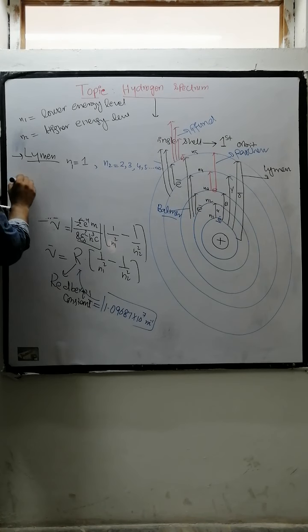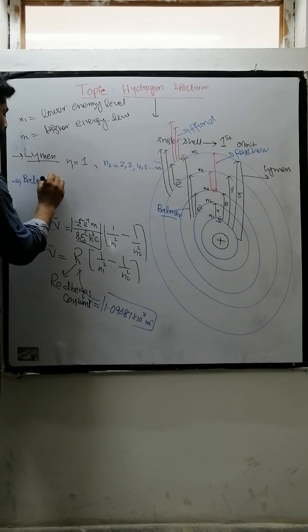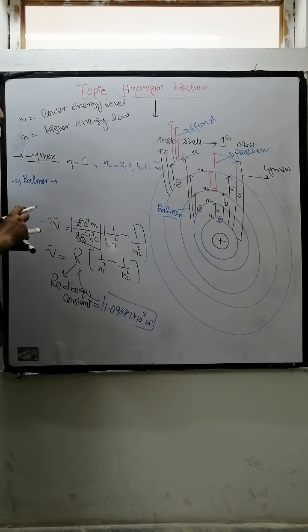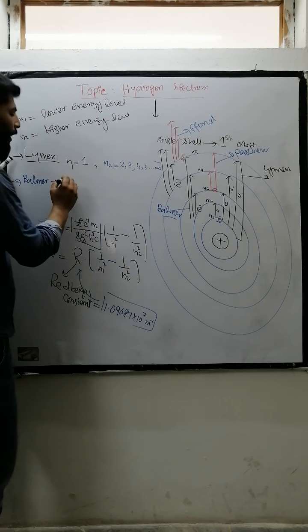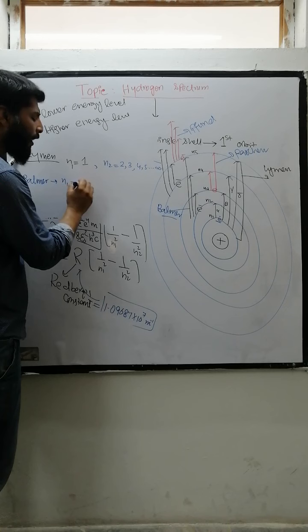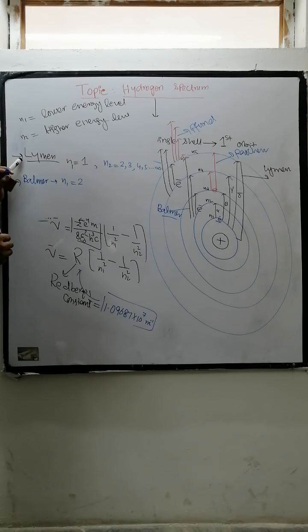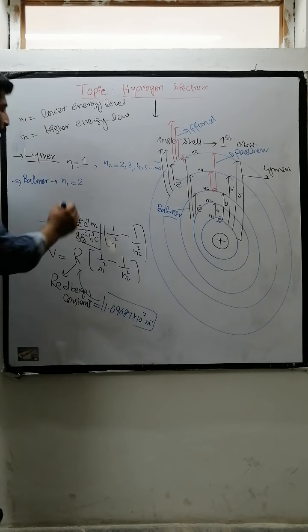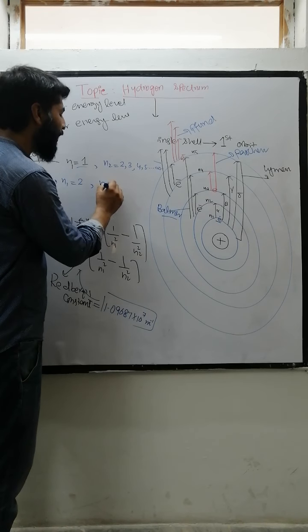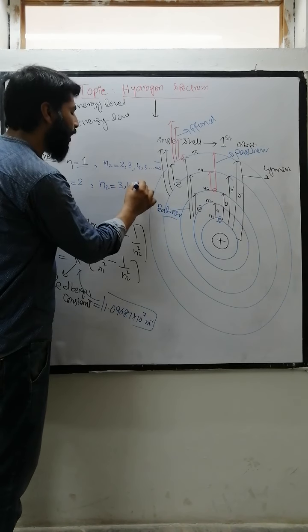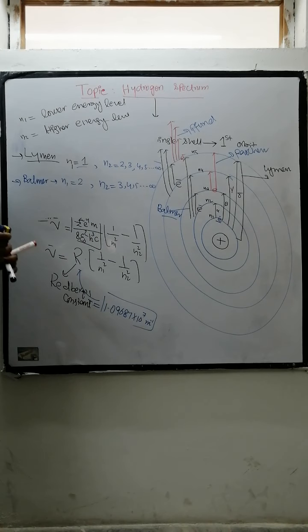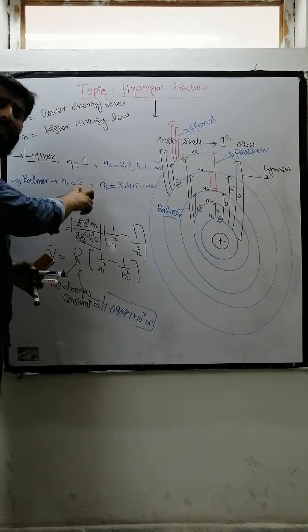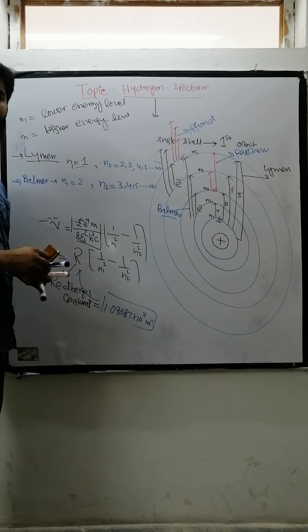In the case of the Balmer series, according to Balmer's concept, the electron in the hydrogen atom revolves around the nucleus with lowest energy level n1 equal to 2. It means according to the Balmer concept, there will be no first energy level. So we have n1 equal to 2, then n2 will be equal to 3, 4, 5 and so on up to infinity. It means transition occurs between the second energy level and any other higher energy level.